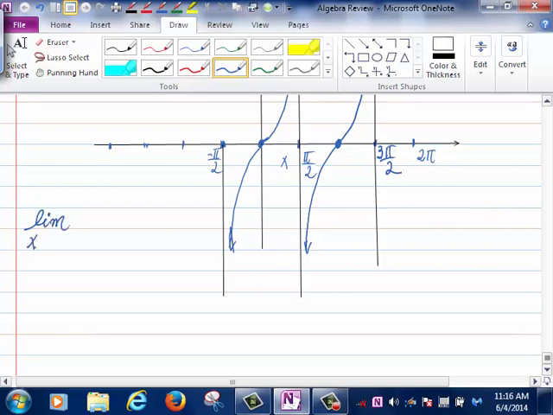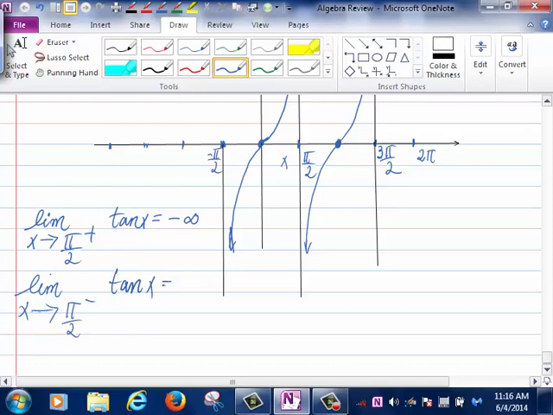Now, somebody tell me, what's the limit as x goes to pi over 2 from the right side of tangent of x? Yeah, from the right side it's negative infinity, and from the left side, it's positive infinity. Okay, I think.